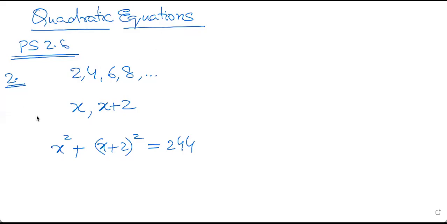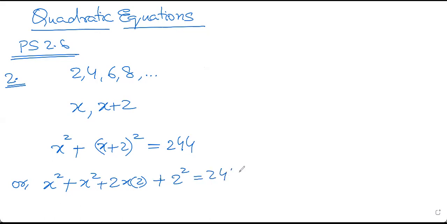Now to solve this equation, we will have to first bring it in the general form. To do that, we will have to expand x plus 2 whole square, which can be done if we know the formula for a plus b whole square, or if we just multiply x plus 2 with x plus 2. So x square stays as x square. Now x plus 2 whole square is x square plus 2ab, which is 2 into x into 2, plus b square, which is 2 square, equals 240.